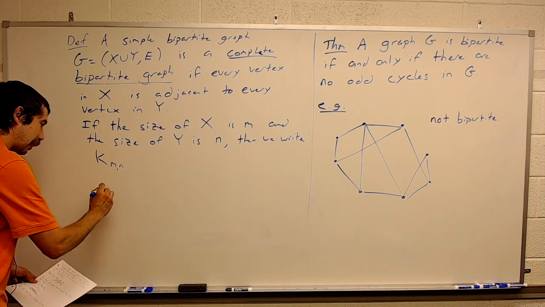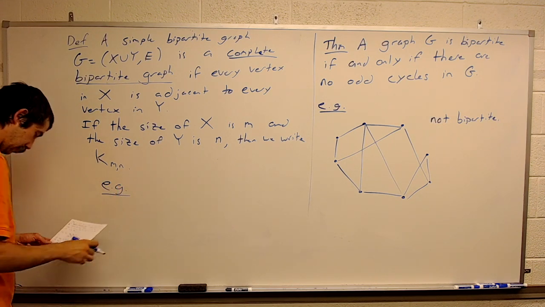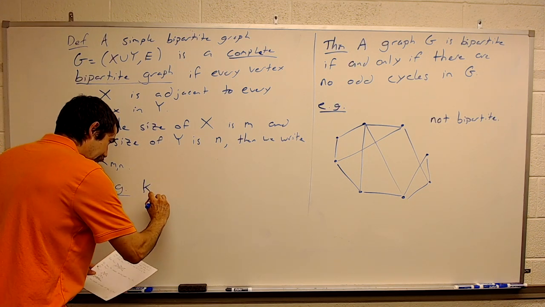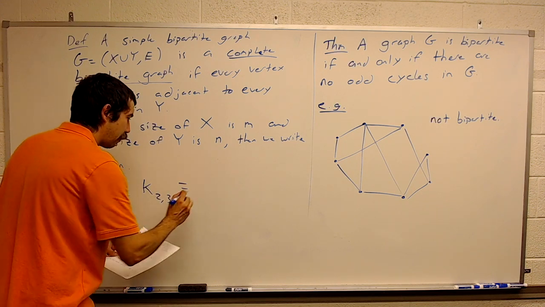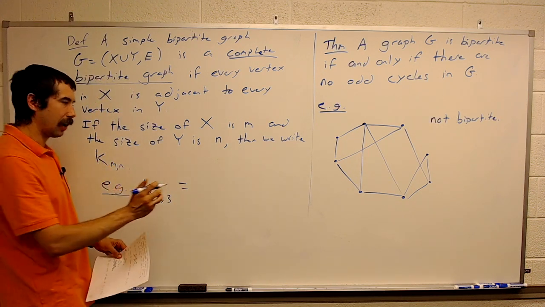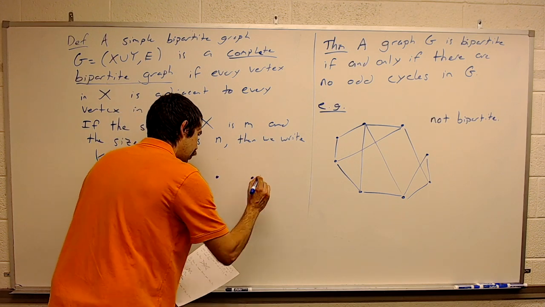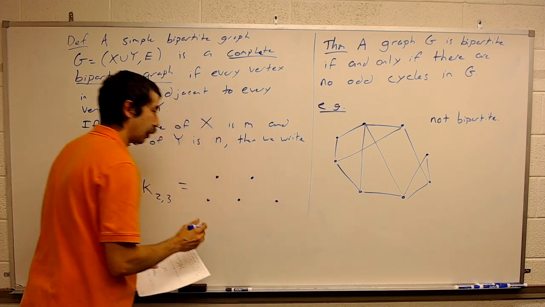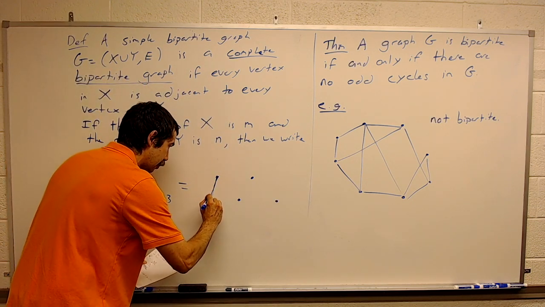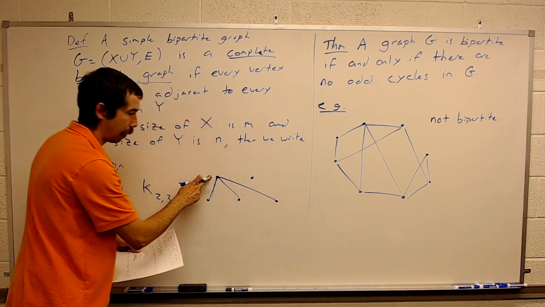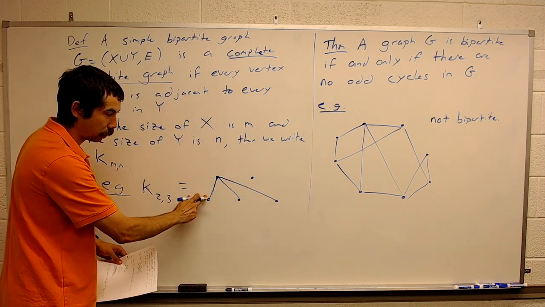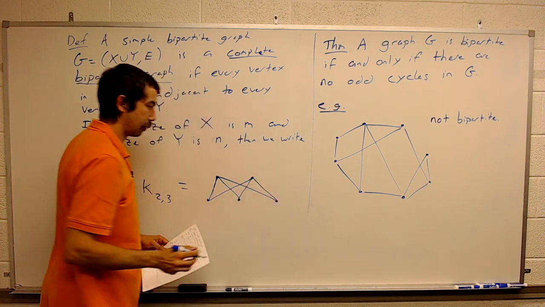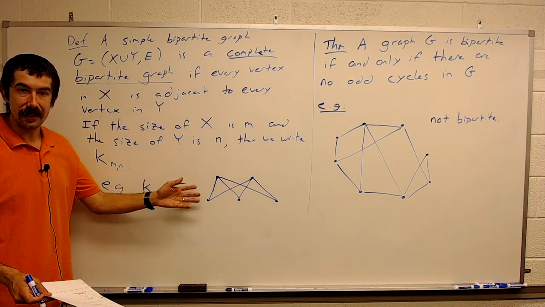All right, so just one quick example. If we had K, let's say 2, 3, it would be the following graph. Our X set would have 2 vertices. Our Y set would have 3. And we would have edges, right? Each vertex in X has an edge with each vertex in Y. So this is the graph K 2,3.